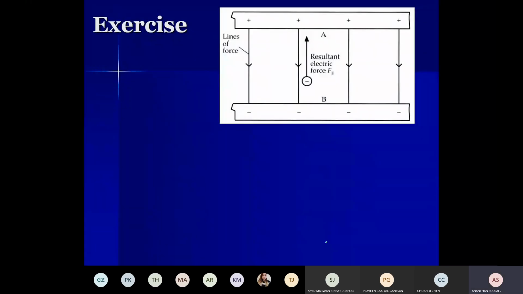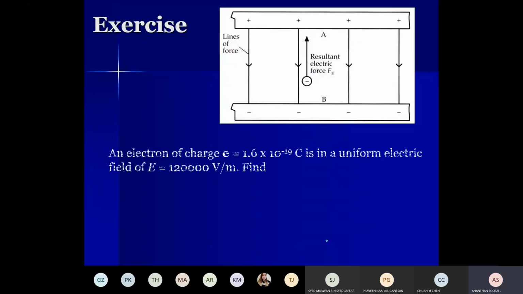Okay, so now we go to exercise. As I told you, recall back projectile movement. Check whether it is 1D or 2D movement. The first exercise, warm up. You see in the diagram, there is a negatively charged particle moving upward toward the positive plate. The electron is charged, and a uniform electric field of 120,000 volt per meter is applied. First question, find the force on it.